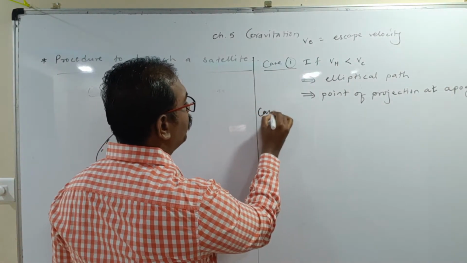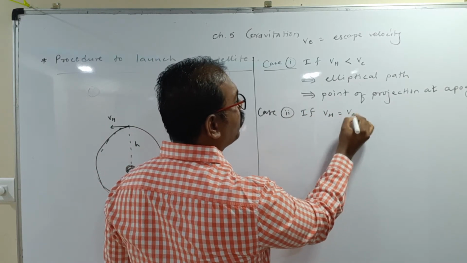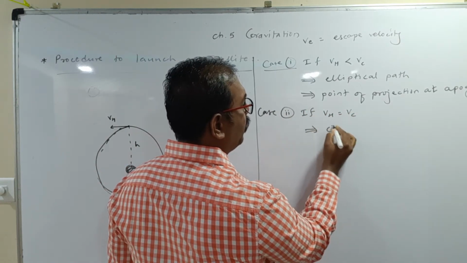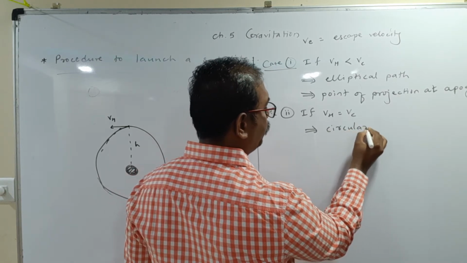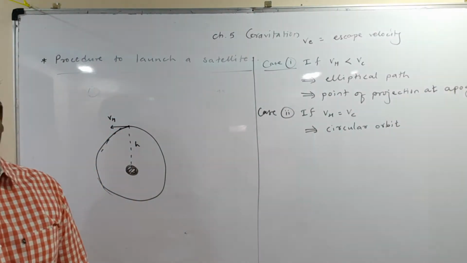Now case number 2. If this horizontal velocity is equal to critical velocity, then the nature of the orbit is circular. Then the satellite revolves in a circular orbit around the Earth.